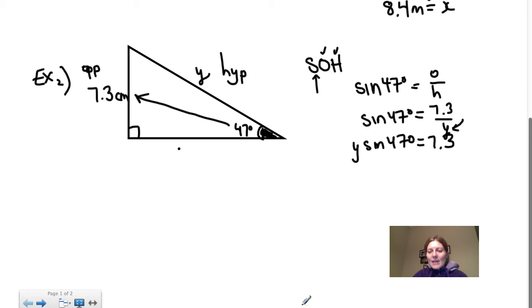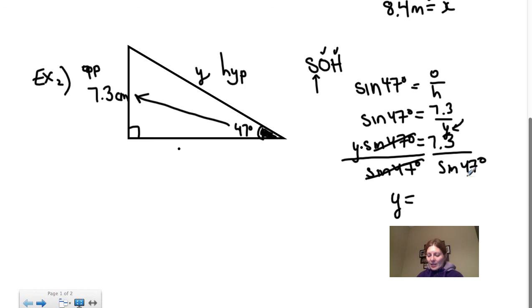But there's an extra step I have to consider, and the extra step is that I want Y by itself. Because it's multiplying sine 47 degrees, I'm now going to divide both sides by sine 47 degrees. And now Y is equal to 7.3 divided by sine 47, and then we just go to our calculator. 7.3 divided by the sine of 47 degrees is 9.98, so approximately 9.98 centimeters.